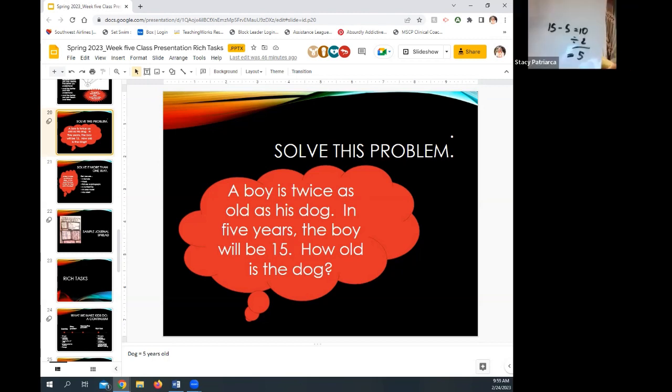Okay. So all I did, I just did 15 minus 5 equals 10 divided by 2. The dog is 5. Okay, good. Can you explain why you set it up that way? I just started with, in 5 years he'll be 15. I took away 5. That makes the boy 10, divided by 2 because you said he's twice as old as the dog, and then 10 divided by 2 equals 5.